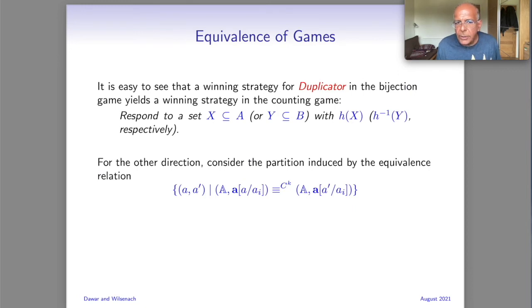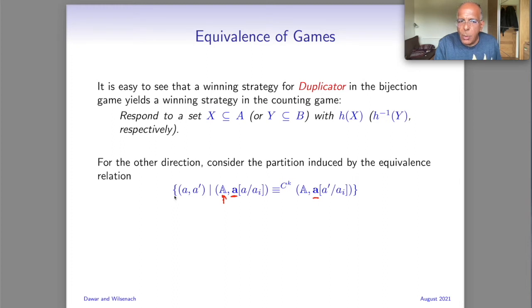In the other direction, suppose duplicator has a winning strategy in the Immerman counting game. Now, in the structure A, you take this boldface A here, which is the set of positions currently pebbled, right?